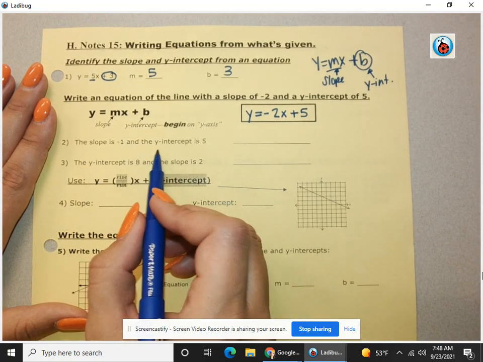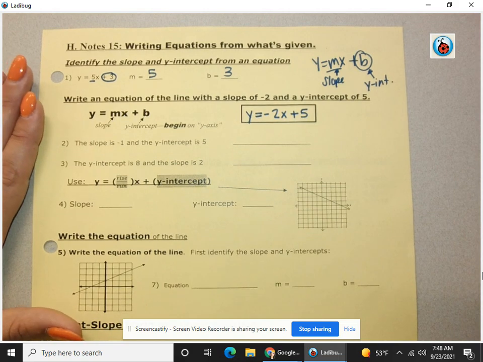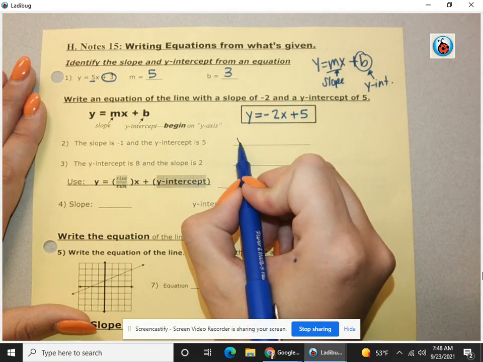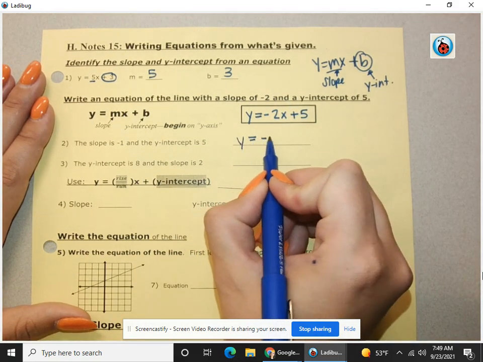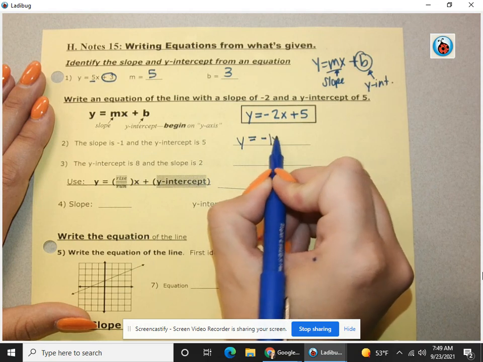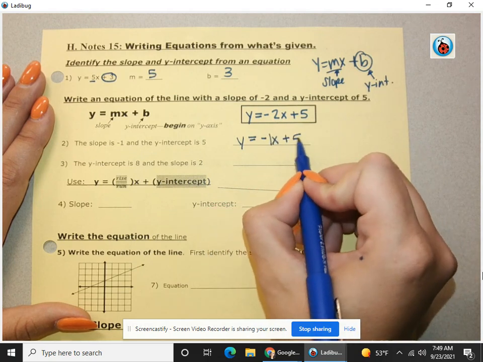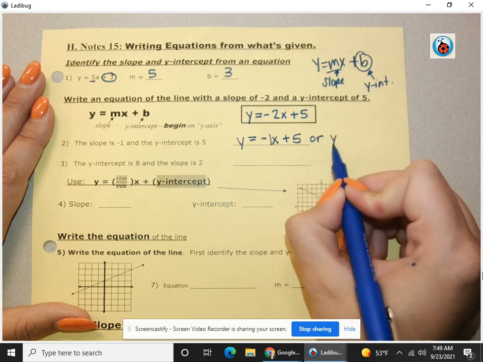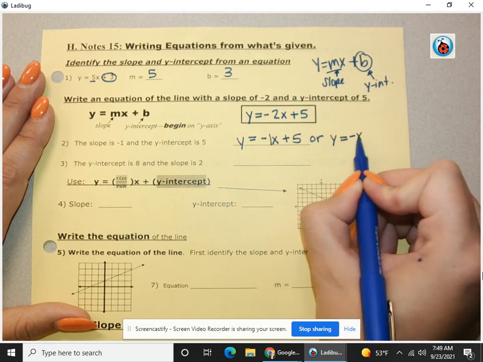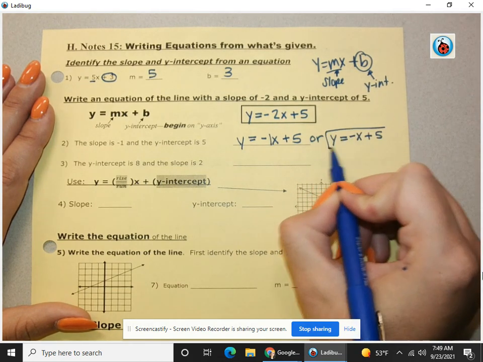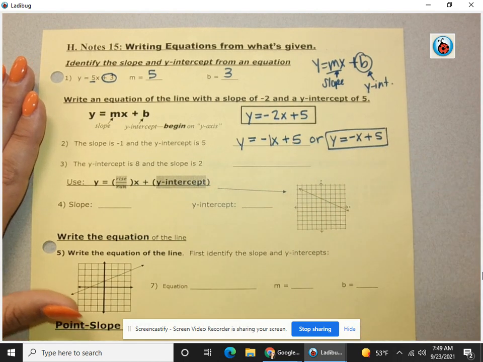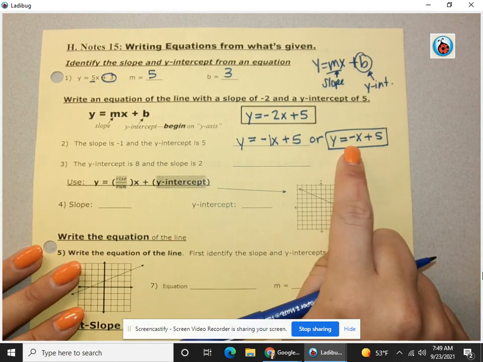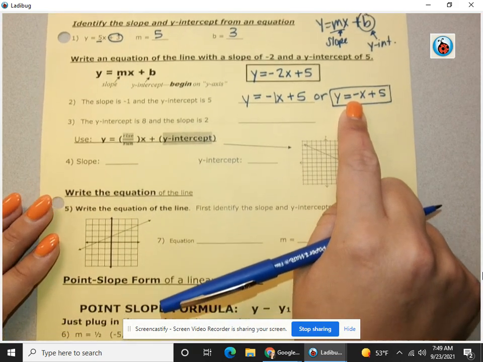If I've got a slope of -1 and a y-intercept of 5, I get my y equals negative. You don't have to put the 1x, okay, but you can. Most of the time you're going to see it just negative x plus 5. I don't care which way you do it. I'm just letting you know that this is the most common way that you will see it.